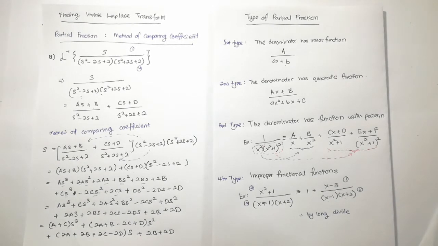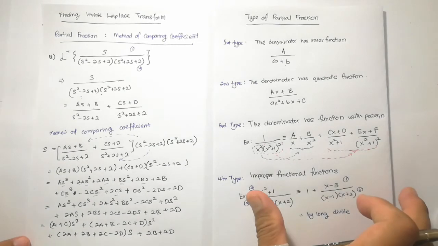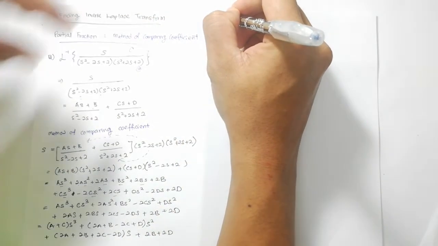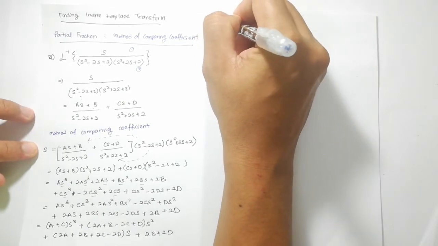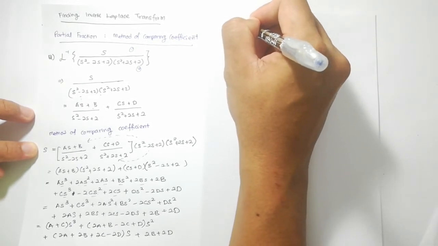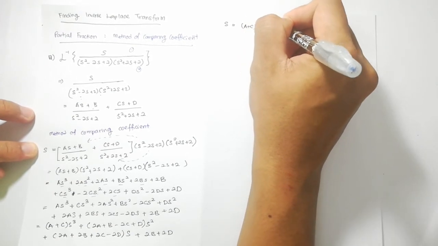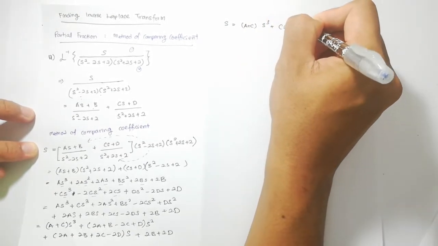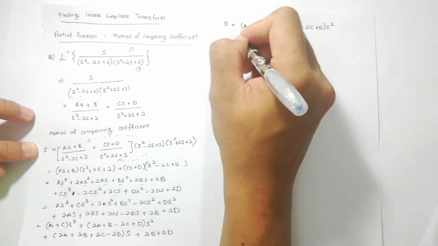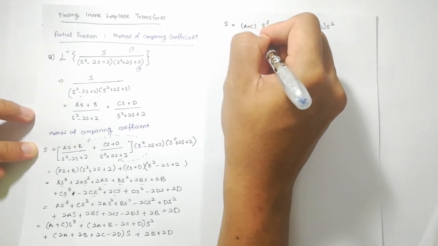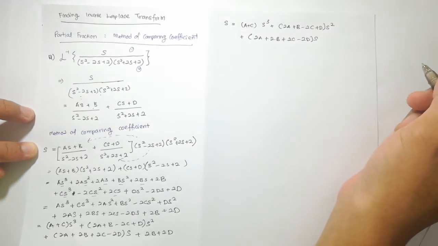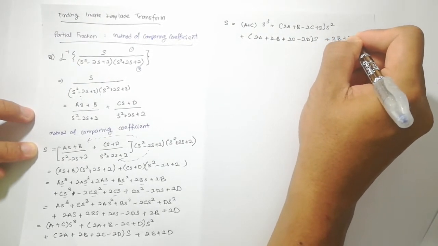Okay, right? So we can rewrite this one so that we can see it clearly. So I just rewrite again. So this will give us s equal to a plus c s power of 3 plus 2a plus b minus 2c plus d, and then s squared, and then plus 2a plus 2b plus 2c minus 2d, and then this one multiplied with s, and then lastly we have 2b plus 2d.